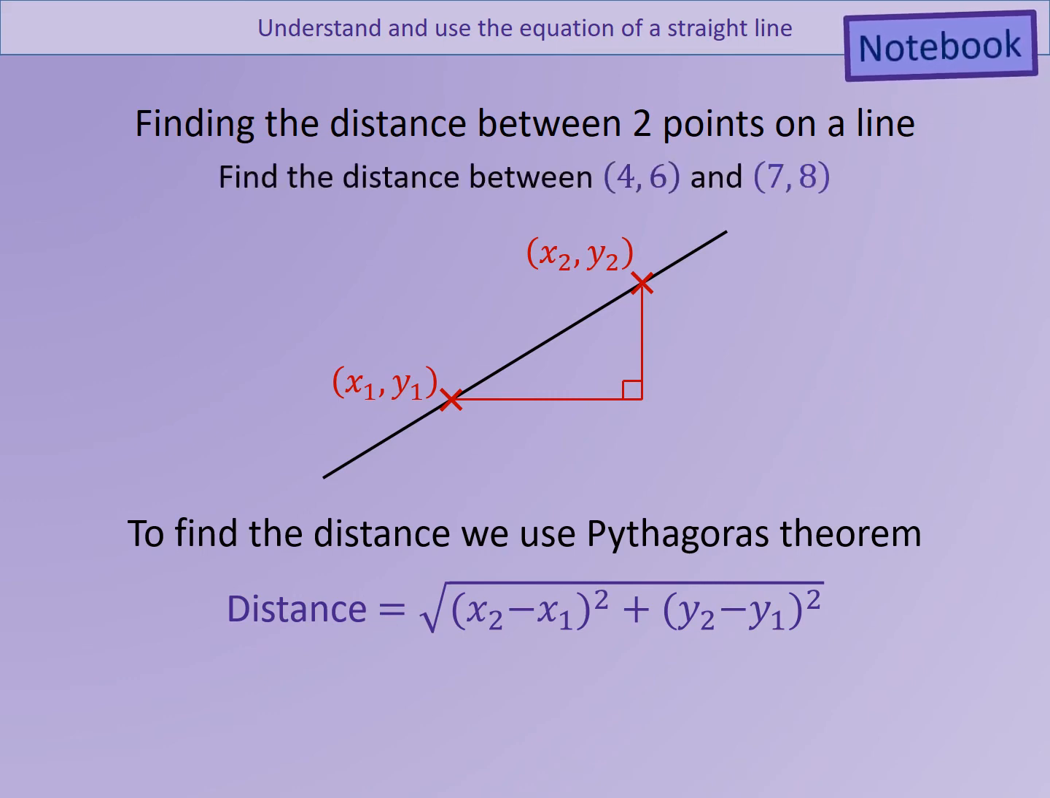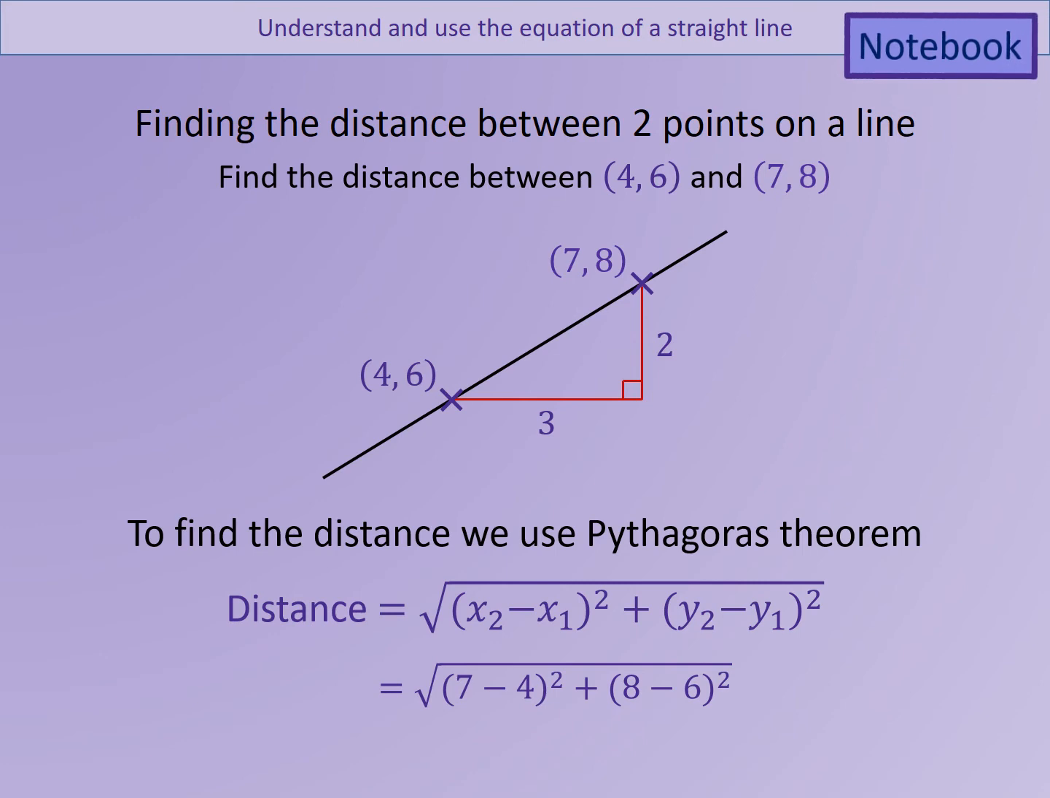So to give that some context, to give it some actual numbers, here are my 2 points, (4, 6) and (7, 8). I've replaced those values, and I can see that the difference in x is going to be 3, the difference in y is going to be 2. Of course, we don't have to worry too much about negatives and positives because these values are going to be squared anyway. So 3 squared plus 2 squared, all square rooted, gives me an answer of root 13. And unless it asks me, I'm going to leave my answer as a surd.